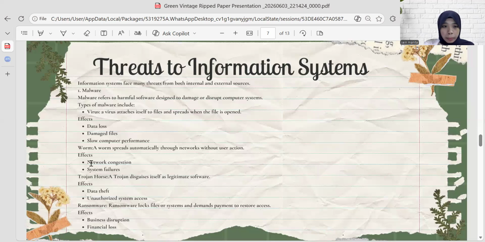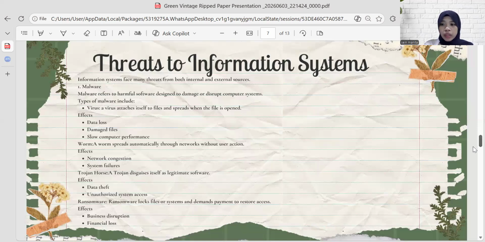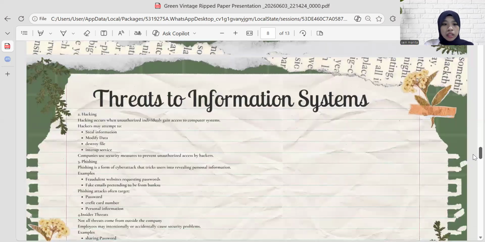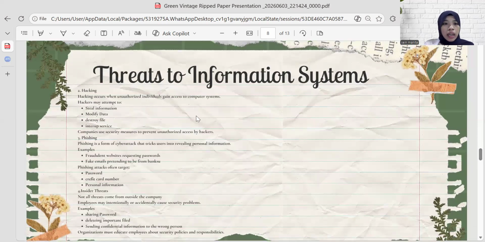So this is about the areas that include several parts in here. So the next part, it's about hacking. Hacking is when an unauthorized individual gains access to a computer system. A hacker may attempt to steal information, modify data, destroy files, and interrupt service. And a company can use security methods to prevent unauthorized access by the hacker.